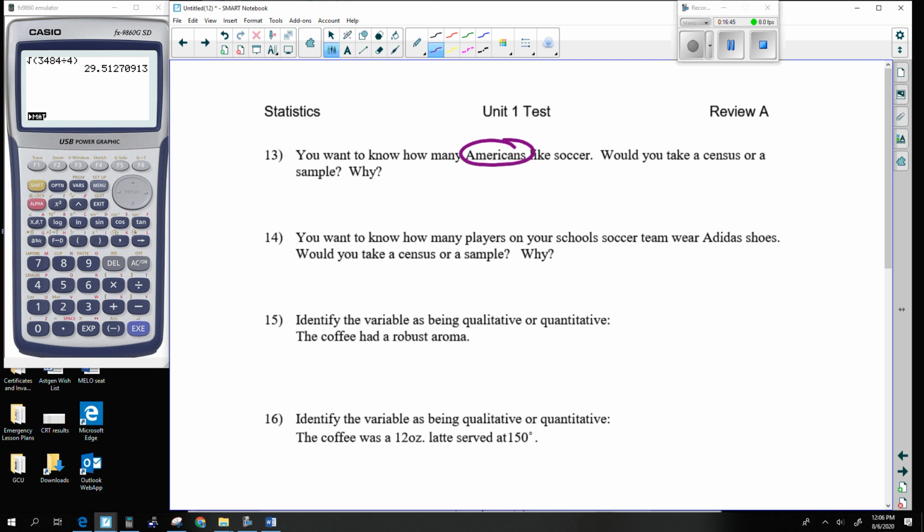Well, since it's so large, you would need to take a sample. You need to cut that down to something more manageable. Yes, you want to take a census, but again, census means you ask 100% of the population. So I don't have that kind of time. So sample, why? Because the population was too large. It was too big.